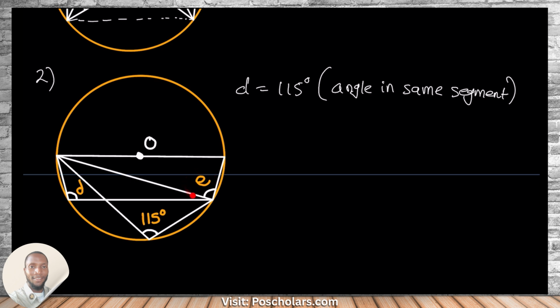Next, we have to find angle E. Now, you see that angle E is actually not on the same segment with 115. So E cannot be 115. Okay, let's confirm. This is angle E. Where is the chord associated with angle E? You see, this is the chord associated with angle E. Where is the chord associated with 115 degree? This is the chord. So they are not on the same chord. So I cannot say angle E is equal to 115 degree. But then there's a theorem called angle in a semicircle, right?